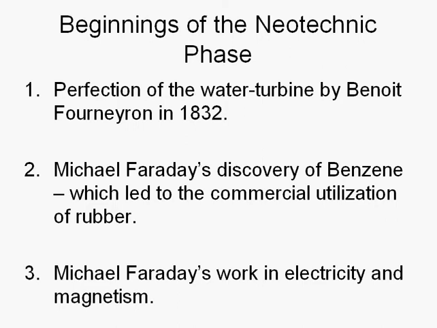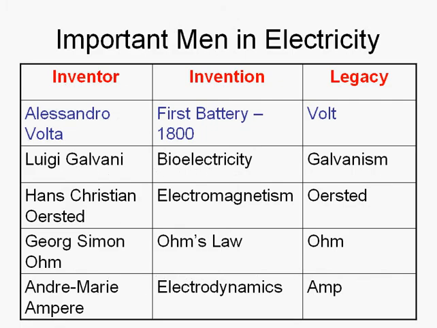So, the Neotechnic phase was 1900, and remember, Mumford wrote this in the 1930s. So Mumford looked at humans as still being in the Neotechnic phase. One of the things that you're going to have to determine as you finish out this course is, are we still in the Neotechnic phase? Or at some point in time, did we pass from the Neotechnic phase into some other phase?